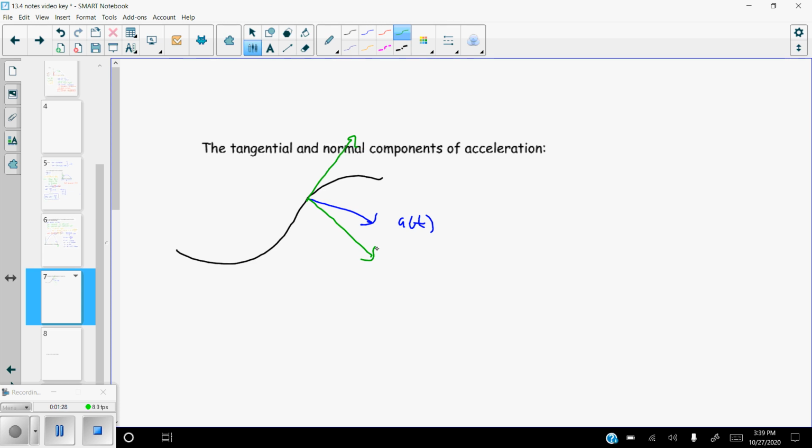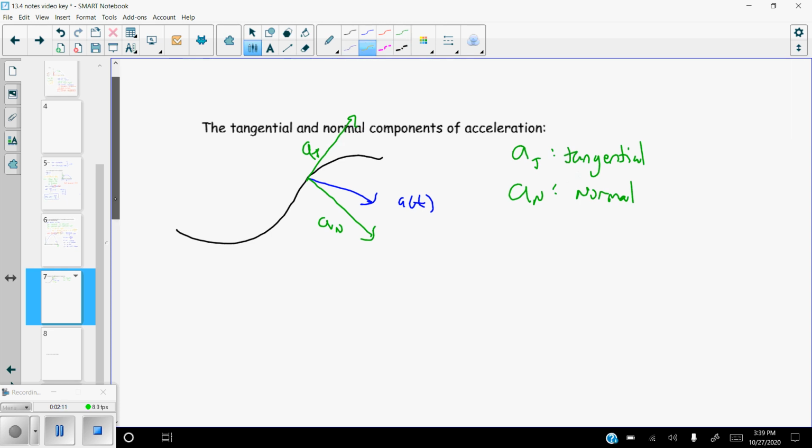My actual acceleration probably is not drawn exactly right, but that's the general idea. So you have a tangential component of acceleration and you have a normal component of acceleration. The normal is perpendicular to the tangential, perpendicular to the curve, and the tangential, of course, is the derivative really of the velocity. So let's just write this down. This is the tangential component of acceleration and the normal component of acceleration.